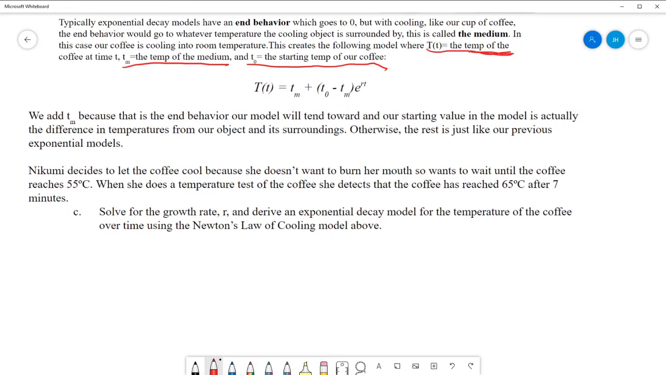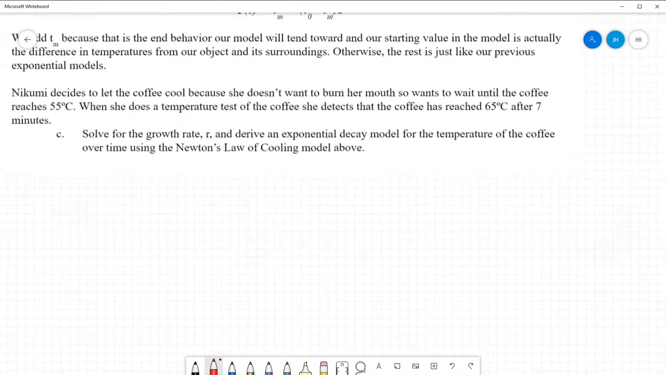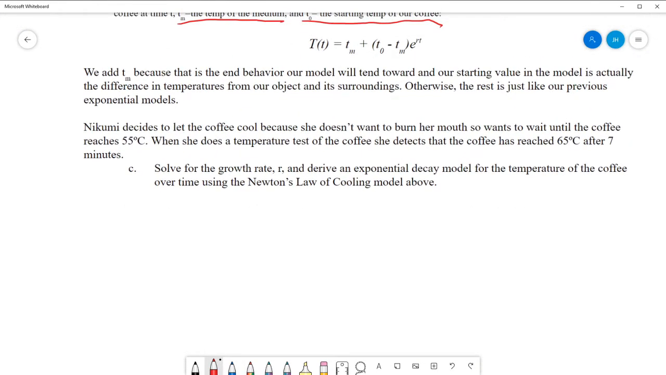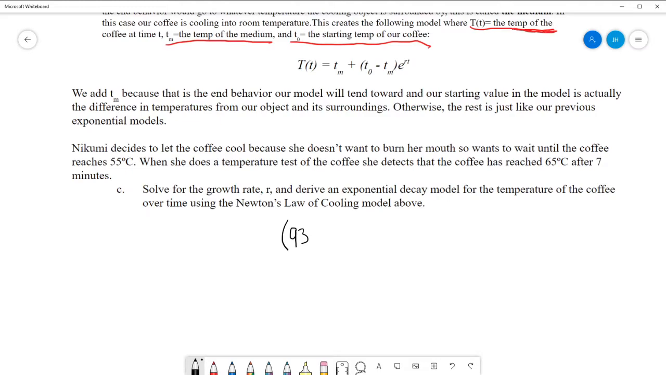What is our initial temperature that we're working with, right? What's T sub naught going to be? What was the initial temperature of the coffee? Yeah, the coffee was originally 93 degrees Celsius, right? So our T sub naught is going to be 93. Now, the temperature of the medium was 20 degrees Celsius, right? So for T sub m, we're going to plug 20 in. So we have 93 minus 20, and we also are adding 20 over on this side.